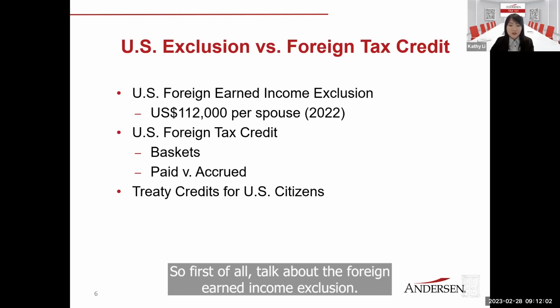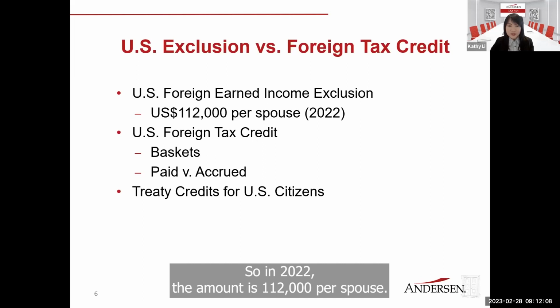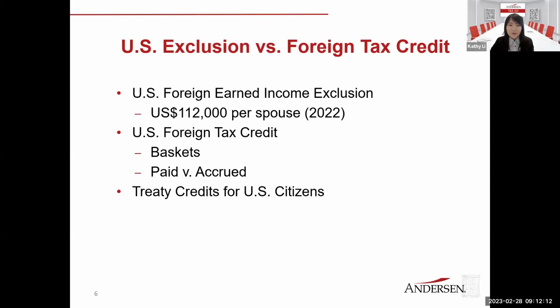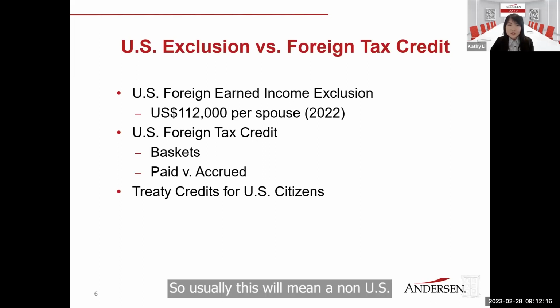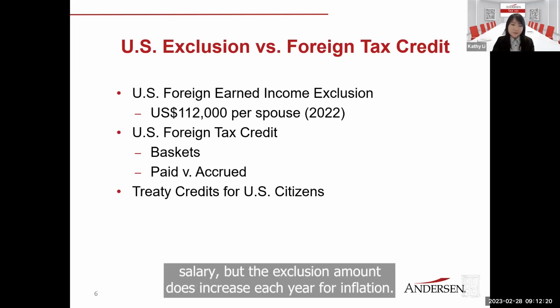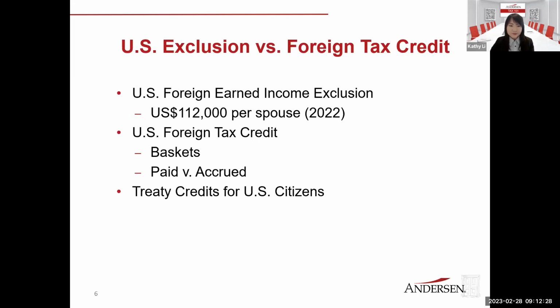So first I'll talk about the foreign earned income exclusion. So in 2022, the amount is $112,000 per spouse. And this is only deducted against earned income. So usually this will mean a non-US salary. The exclusion amount does increase each year for inflation, so the amounts would differ year by year.